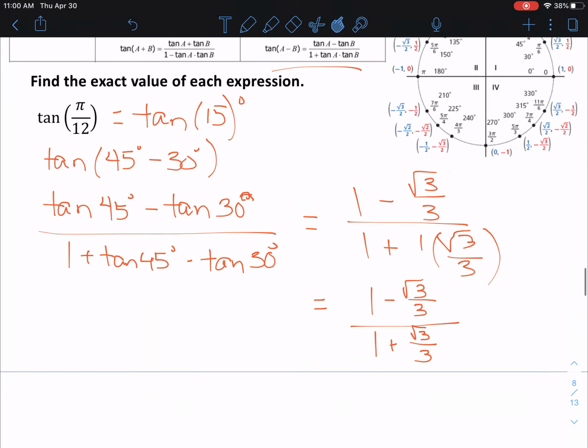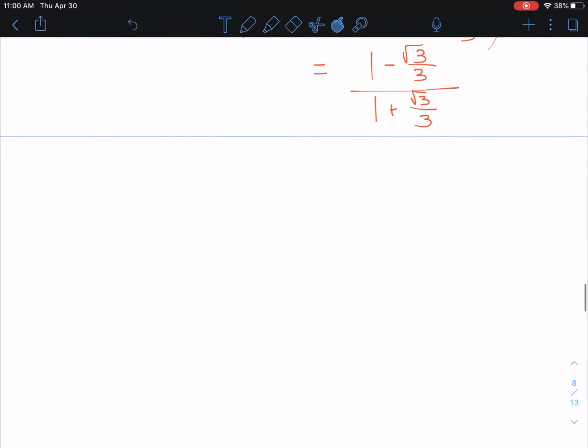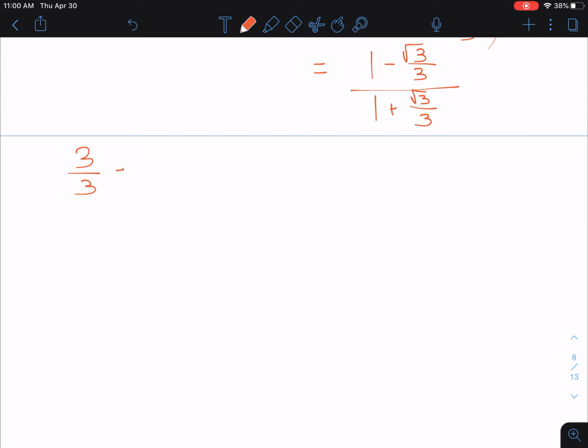So, okay, so we have 1 minus square root of 3 over 3. So really, to be able to simplify this, I have to convert this and subtract if I can. So 1, I need a common denominator. So 1 is 3 over 3. So that would be the numerator right here, another way to write that. So now the denominator would be 3 over 3 plus square root of 3 over 3.